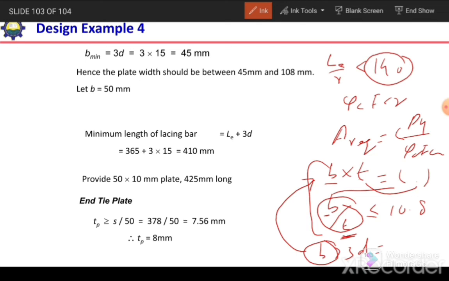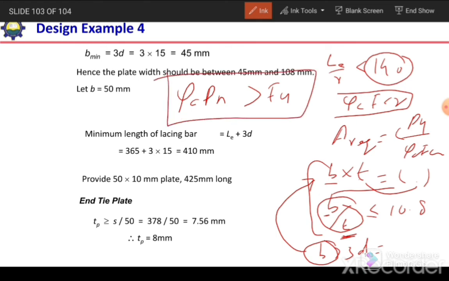So in this manner we can select the B over T value, and after selecting the B and T value we can again check all the four criteria. Means the slenderness ratio should be less than 140, we can check this. Then based on the actual slenderness ratio we can calculate phi C FCR and phi C PN, and it should be more than PU. Then we can check the B over T ratio and B should be greater than 3D. So we can satisfy all these criteria just like the design of compression member.